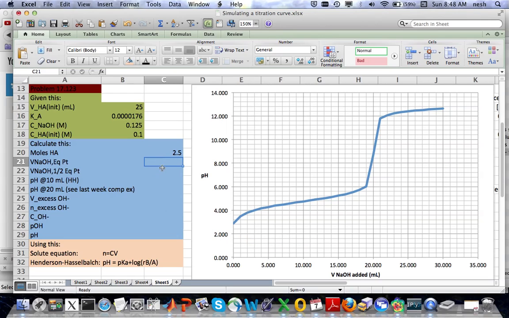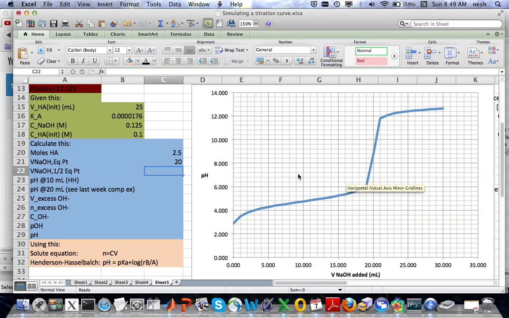Now, how did I know it's going to be a 20 mL titration? I need to make sure the number of moles of titrant I add equals 2.5, and I know the concentration of my titrant is 0.125, as you see here. So I use the solute equation to calculate the volume of titrant I need: the moles divided by the concentration of the titrant, and that's 20 mL.